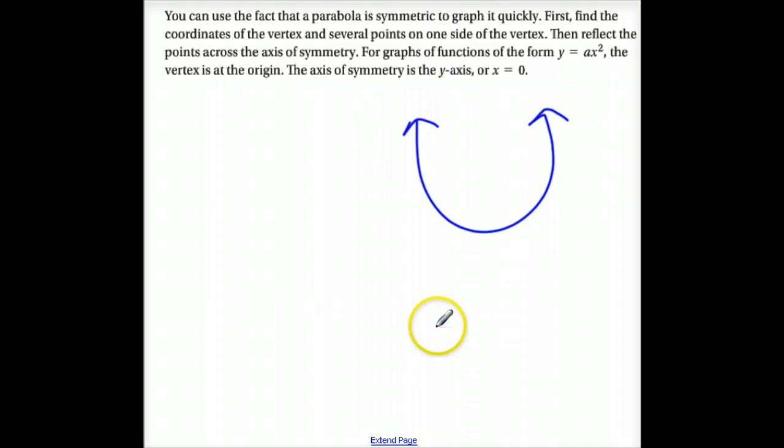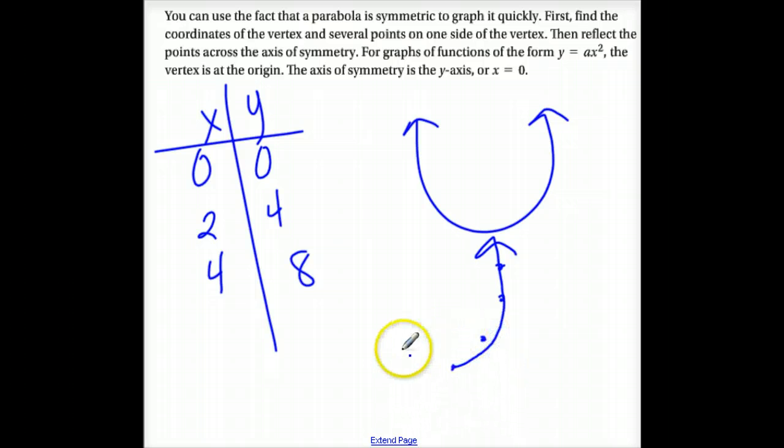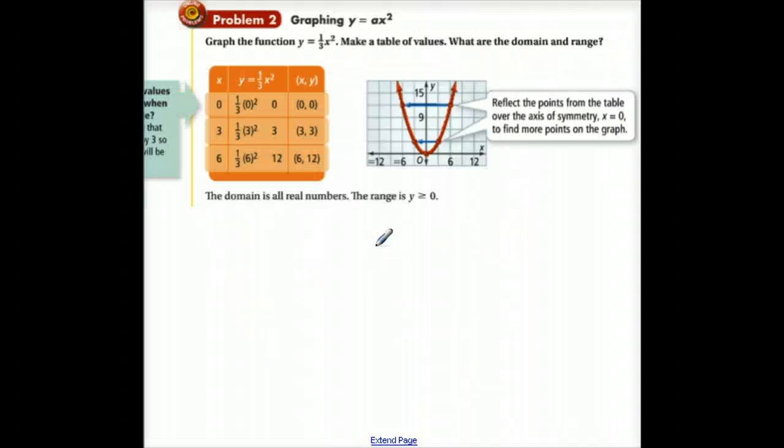You can use the fact that a parabola is symmetric to graph it quickly. So if we want to make a parabola graph, we're going to start by making a table. And if you just plug in a couple points on your XY table and you get the Y's, and if we graphed that one side of the parabola, because a parabola is symmetrical, we could transfer those points across the axis of symmetry to quickly plot the other side. Let me show you what I mean.